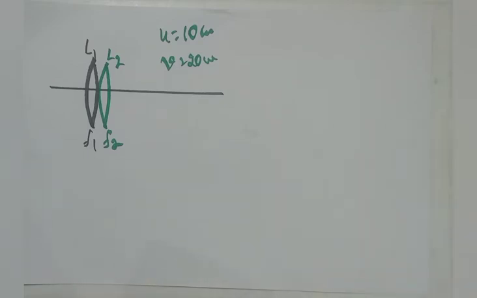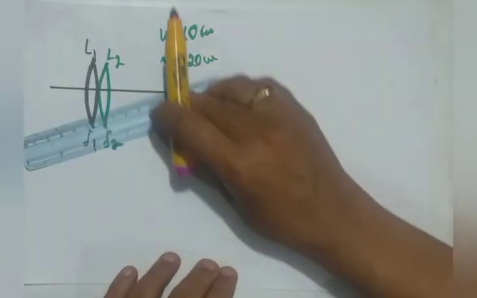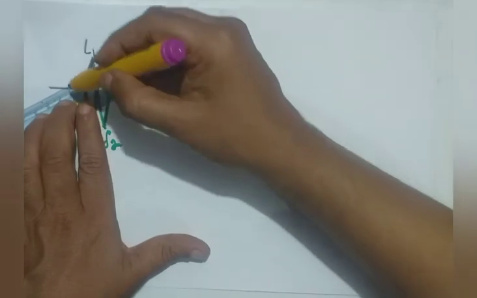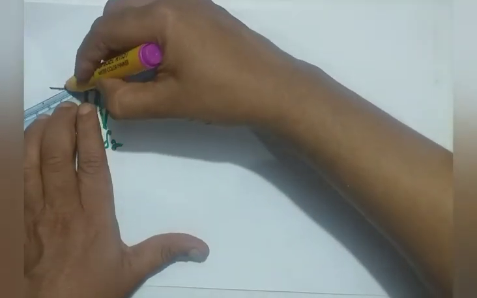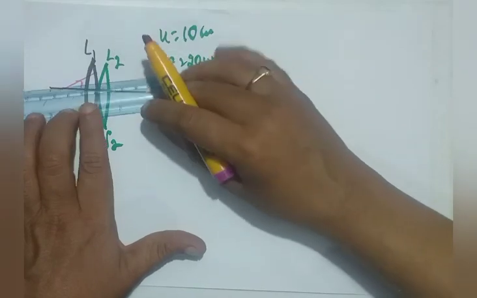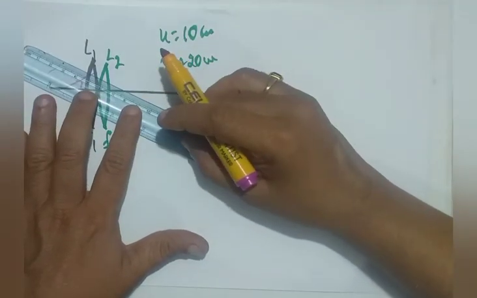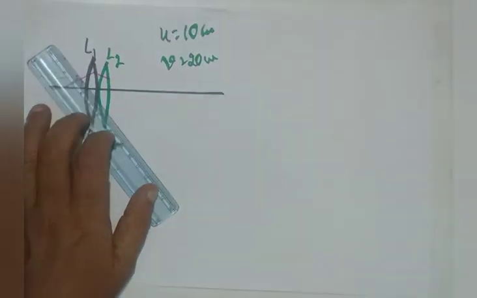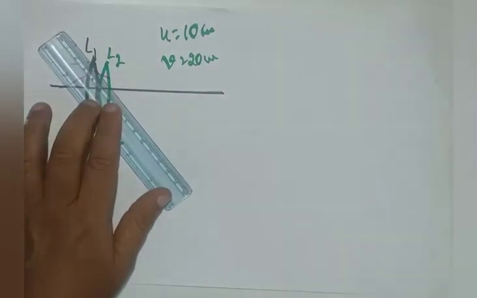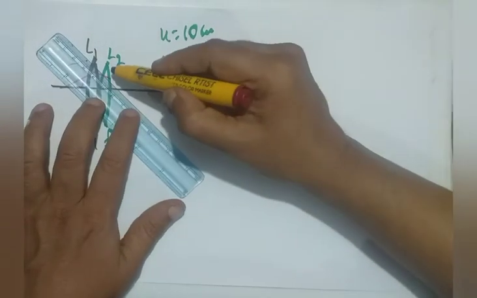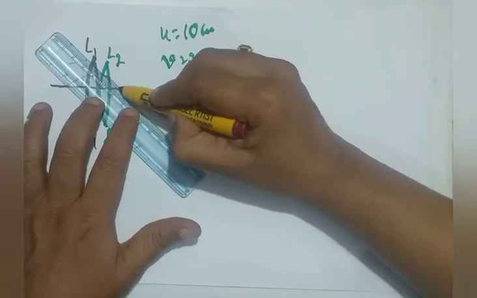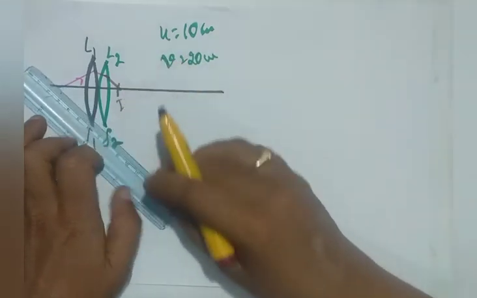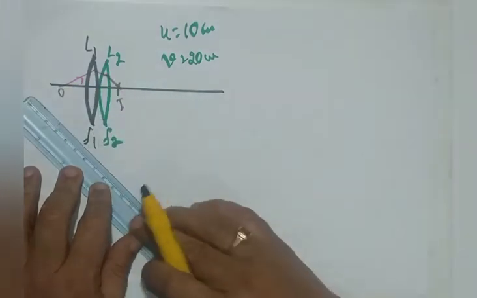For that we write a diagram. Just observe, I consider only one beam of light ray like this. This is the light ray. Once it falls on L1, it bends once like this. And once it comes out of L2, it bends once again to form an image like this. Here, this is the image, which I call I, and this is the object, which I call O.